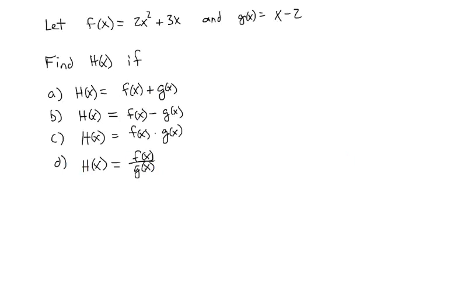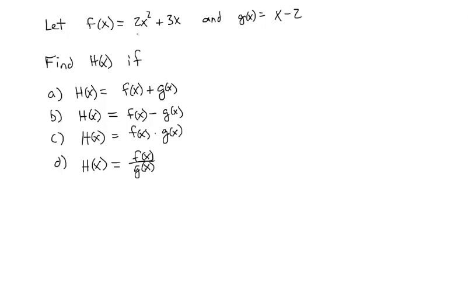So in this first example, we have let f of x equal 2x squared plus 3x and g of x equal x minus 2. And we want to find h of x if, in part A, we add f of x and g of x. In part B, f of x minus g of x. Part C, we're going to do f of x times g of x. And part D, we're going to do f of x divided by g of x. And I'm going to simplify each as much as possible.